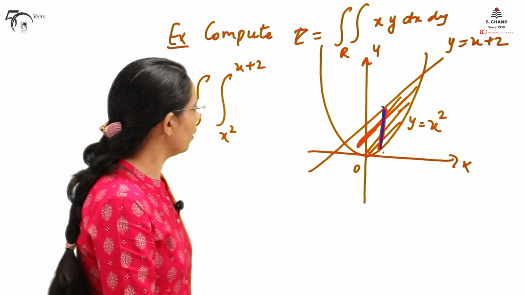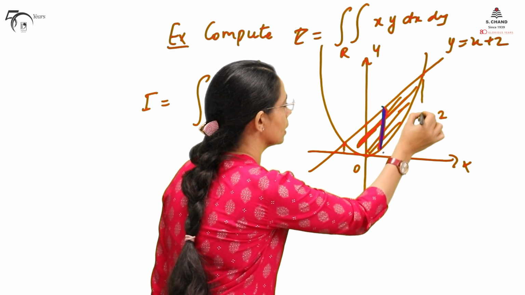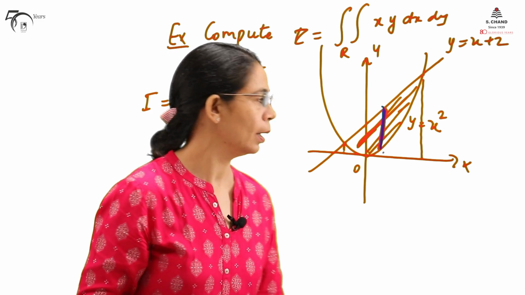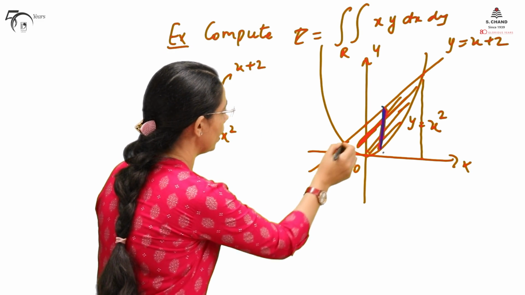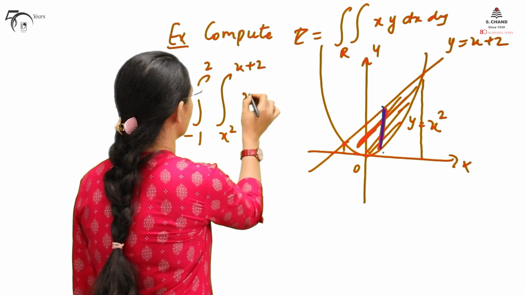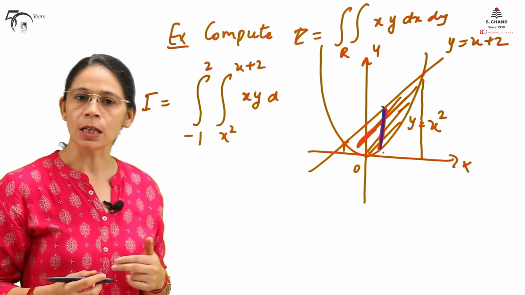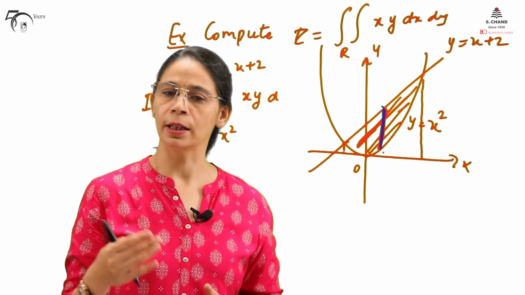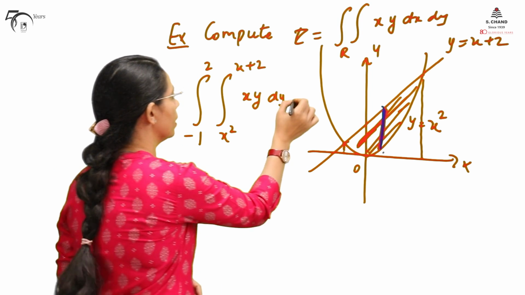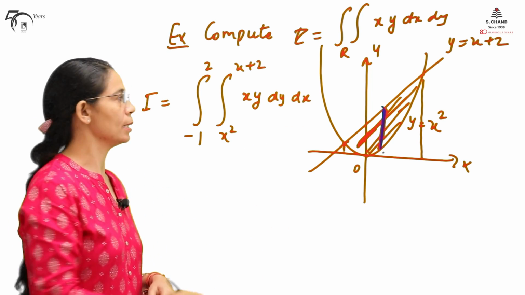And for the limit for x, we need to find these intersection points. So you need to find this point and this point, which will decide the lower limit and upper limit for x. So the limits for x are from -1 to 2, and this is xy. Since the limits given are functions of x, it should be understood that they are the limits for y. So we need to integrate this function with respect to y first and then with respect to x, and therefore, according to the standard notation, this should be written as dy dx.